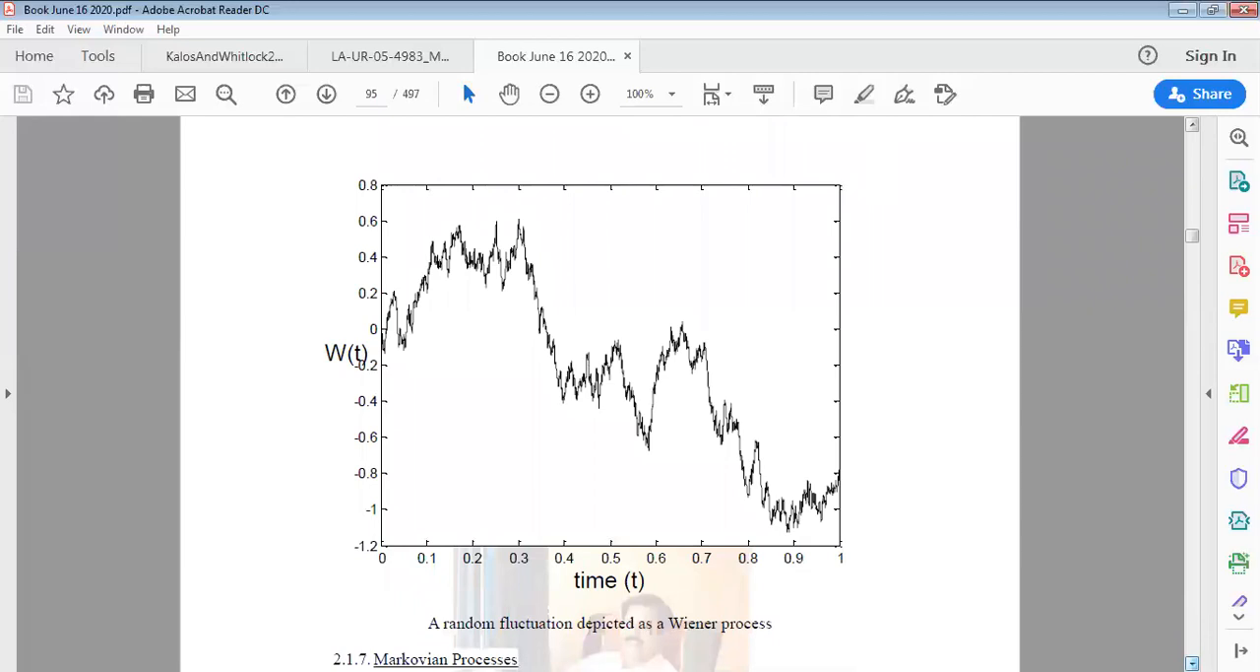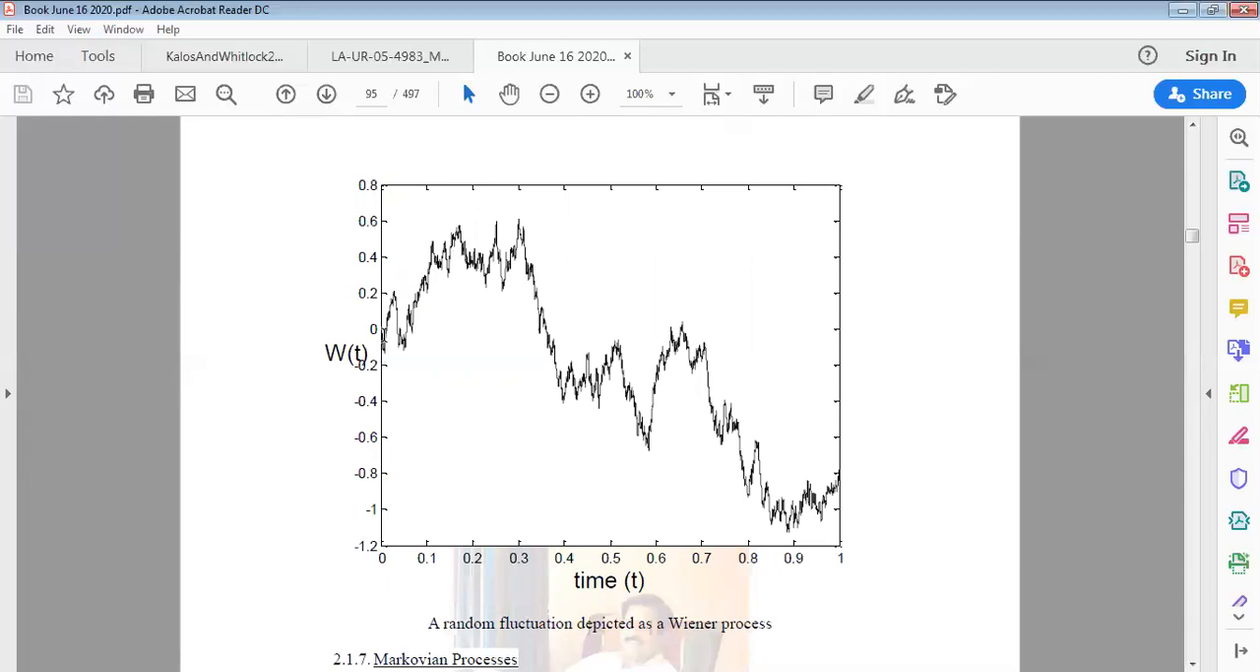Now here's a Wiener process. You see time on the x-axis going from 0 to 1 second, and W is a Wiener process. It's like the fluctuation of the price of a stock on any stock exchange. It goes up and down, and you see the minor variations in a day as the price goes up and down. So how would you model such a thing?